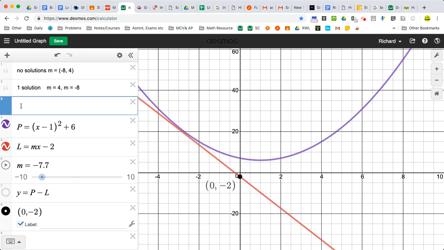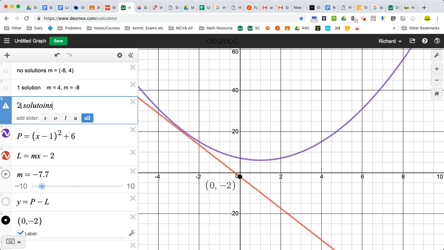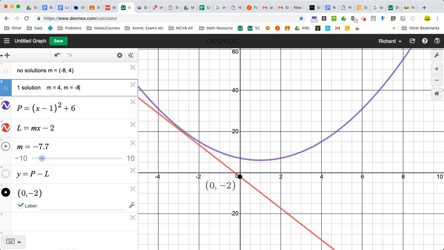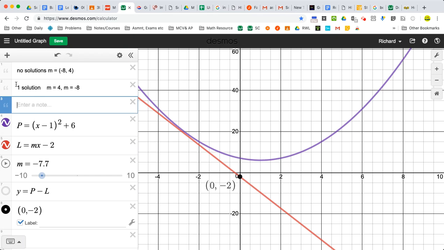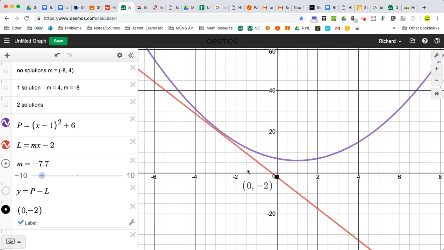Okay, so then what about two solutions? Because two solutions is kind of tricky. Okay, now we're going to do two solutions. This is the difficult one. Okay, so if I think about this, there's my one solution at -8.